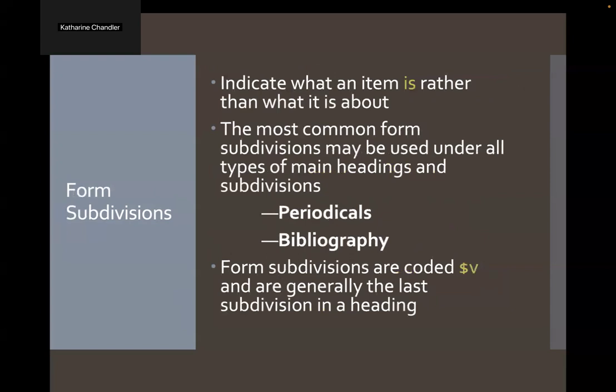Then you need to indicate what an item is rather than what it is about. The most common form subdivisions may be used under all types of main headings and subdivisions, like periodicals and biography, and form subdivisions are coded V and are generally the last subdivision in a heading.